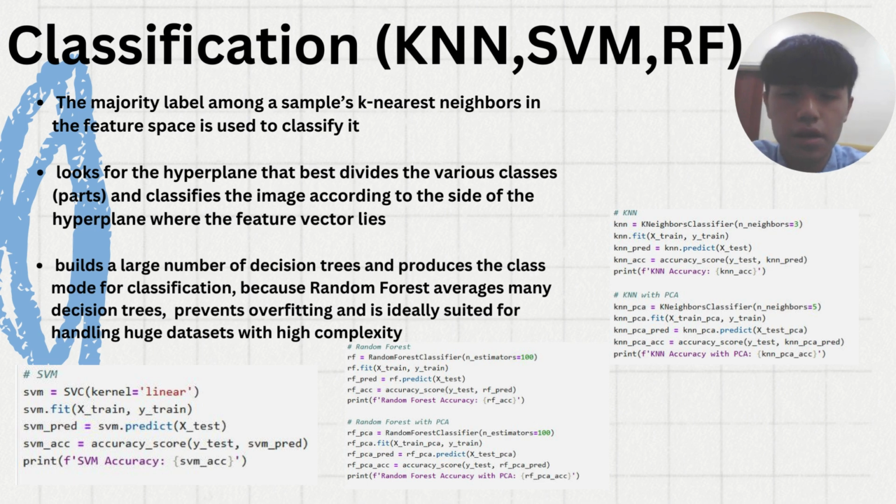So these are the classification models that we use for our project. The first one is KNN, and it classifies the image by finding the k nearest neighbors in the feature space. The next one is SVM, and it classifies by looking for the hyperplane that best divides the various classes and classifies the image according to the side of the hyperplane where the feature vector lies. The last one is the random forest classifier, and it builds a large number of decision trees and produces the class mode for classification. Because random forest averages many decision trees, it can prevent overfitting and is ideally suited for handling huge datasets with high complexity.